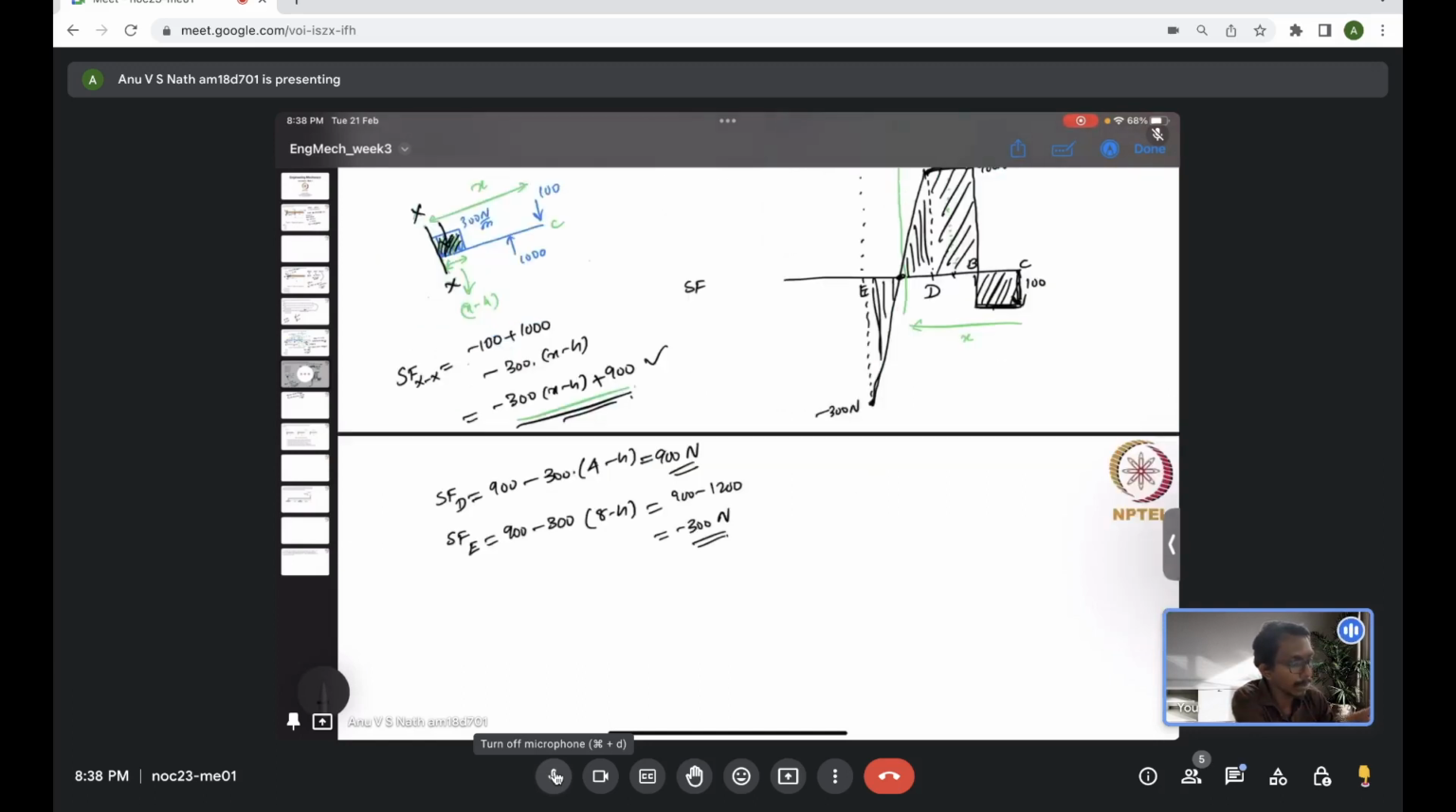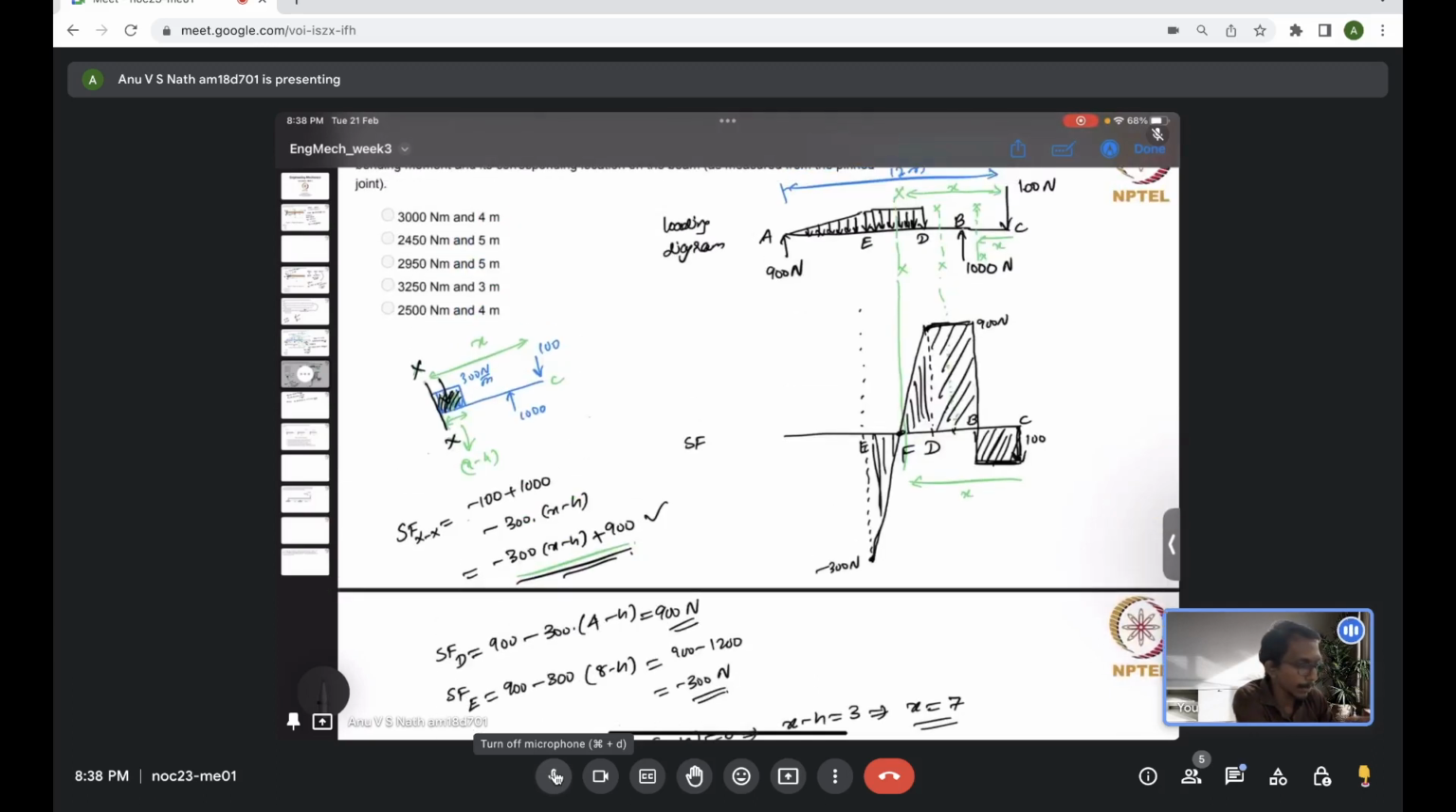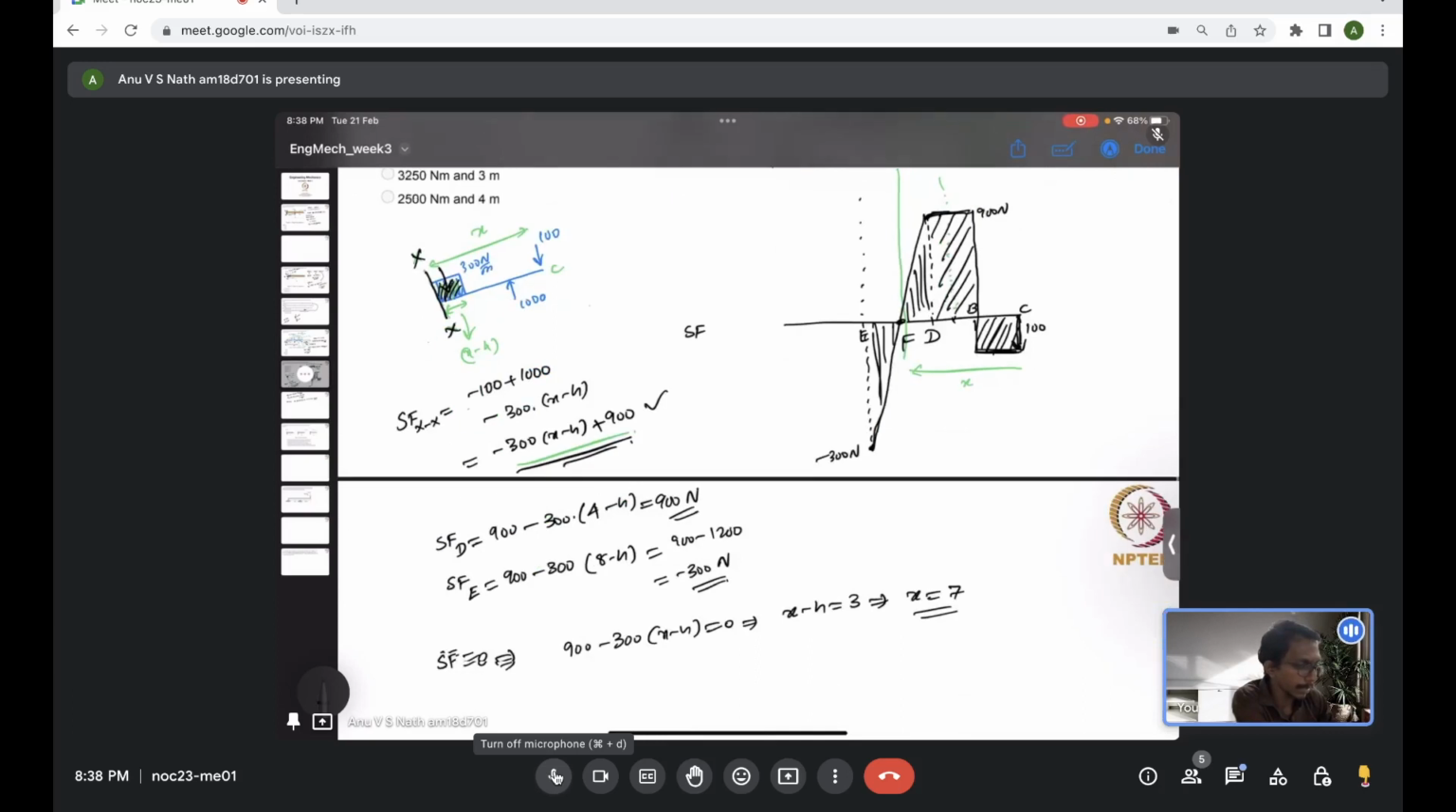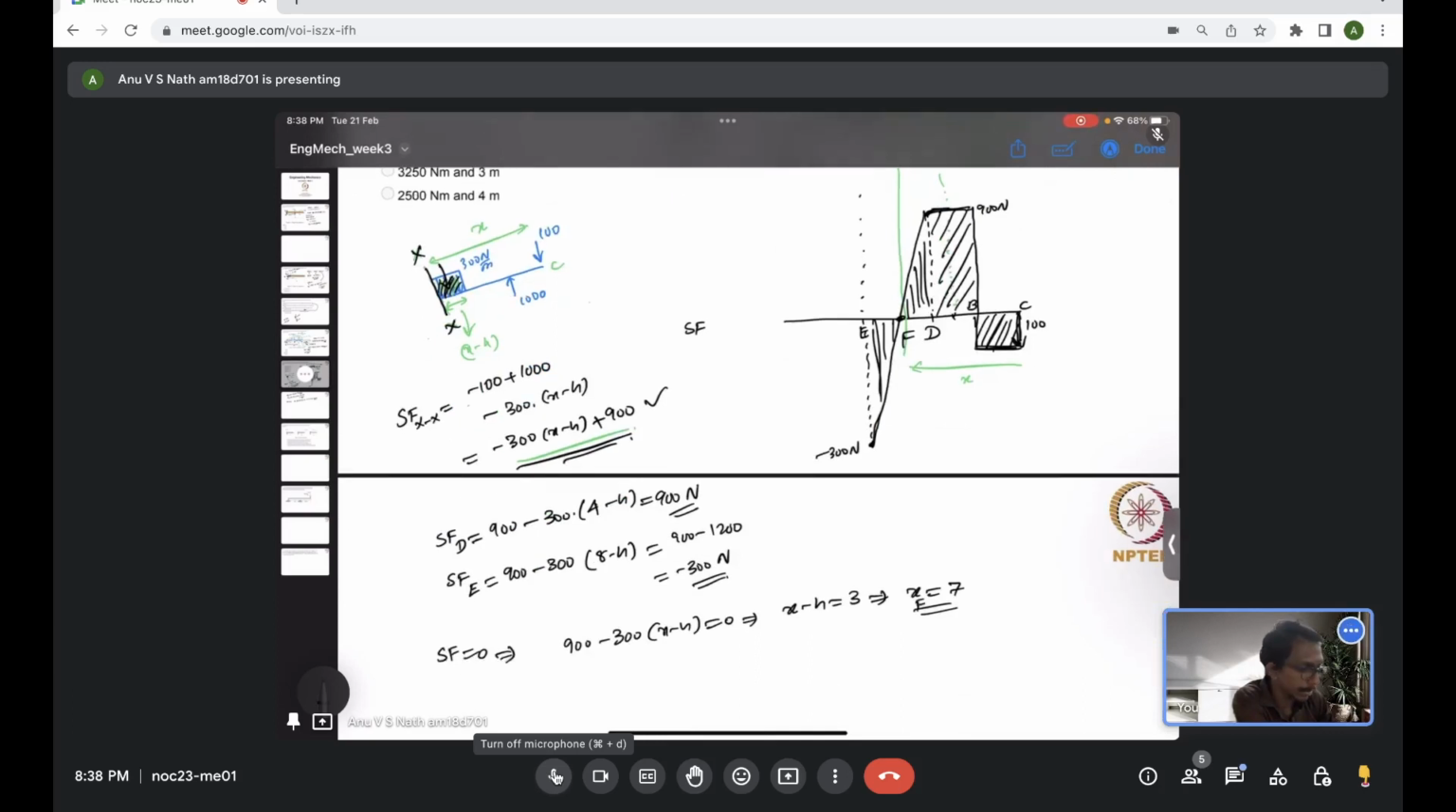So if you want to find that particular location, let me call that F. We know the shear force should be 0. We can just solve this expression and find the x value. So it's 900 minus 300 into x minus 4 equals 0. You will find x minus 4 is 900 by 300, which is 3, or x is 7. So from the end C, F is at a location of 7 units, where shear force is vanishing, and correspondingly the bending moment will be extreme.